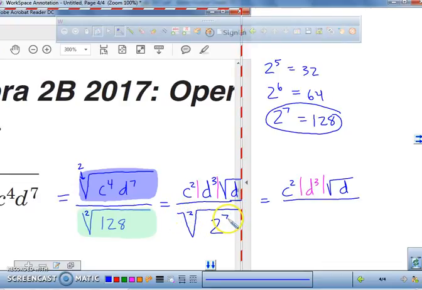Now, 2 goes into 7 how many times? 3 times, right? So we're going to have 2 to the power of 3, but what do we still have left inside of the radical? You have one 2 left. So you're going to put 2 right there.